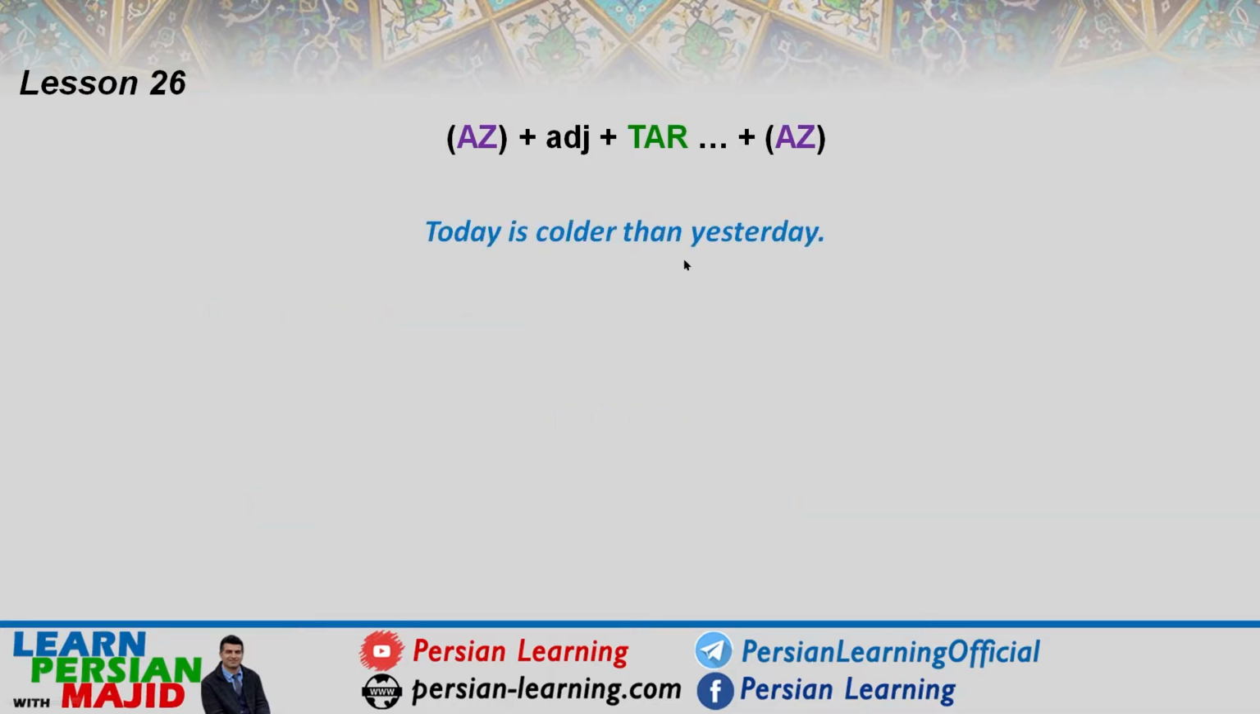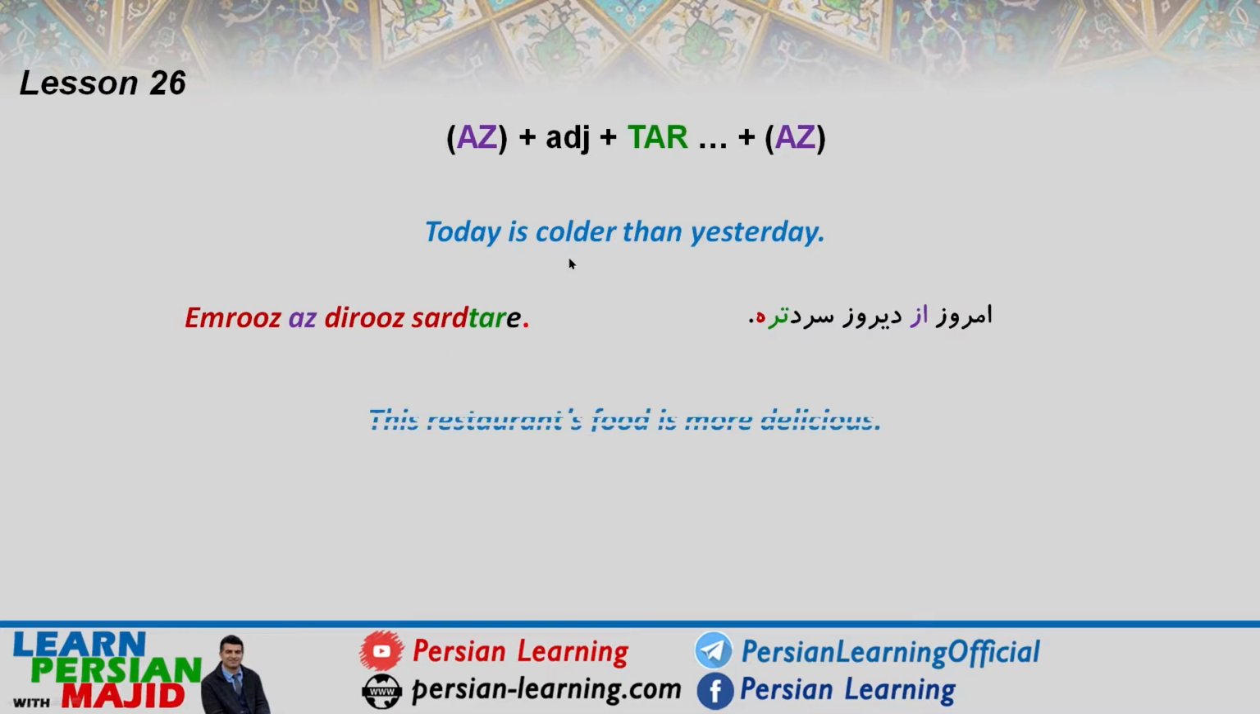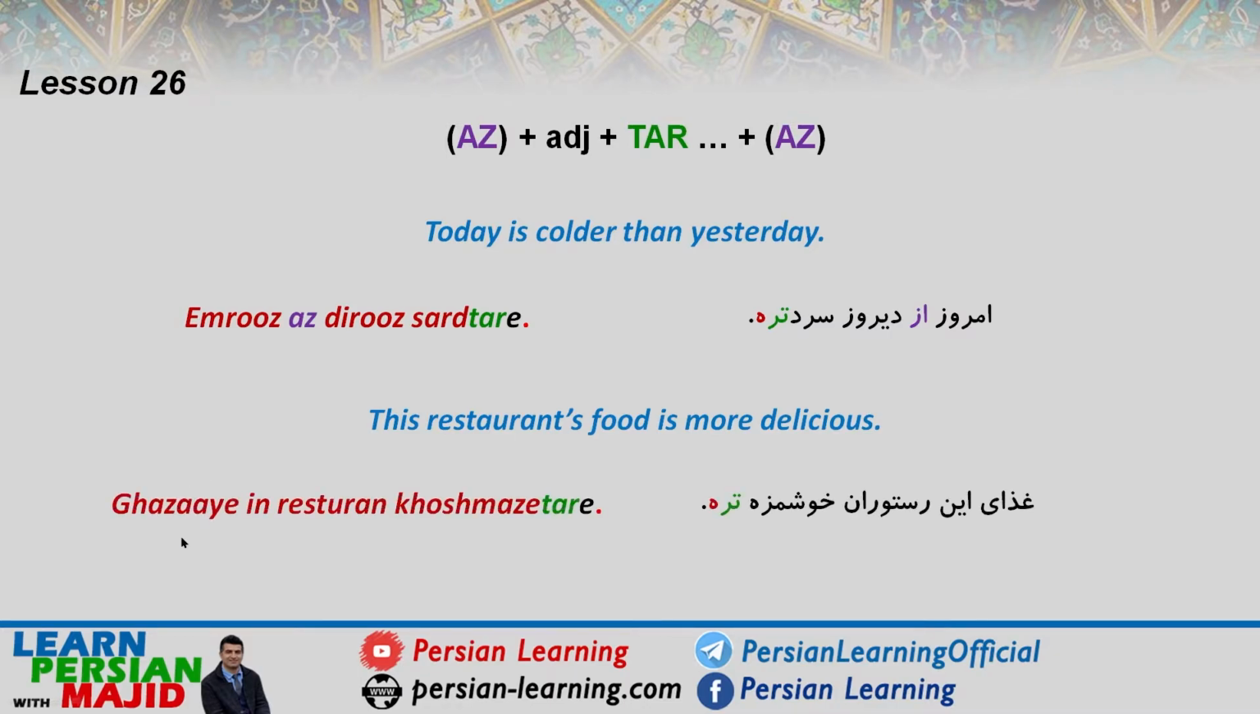Today is colder than yesterday. امروز از دیروز سردتره. This restaurant's food is more delicious, or the food of this restaurant is more delicious. غذای این رستوران خوشمزه تره.